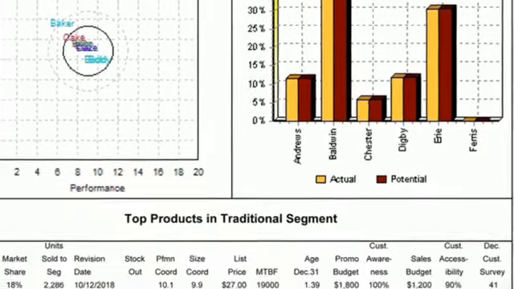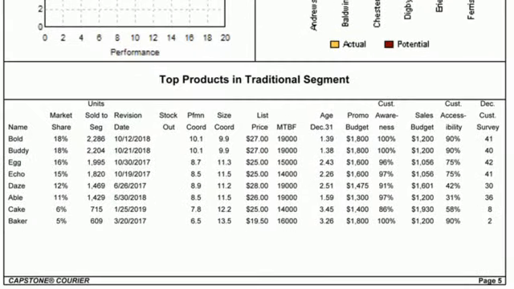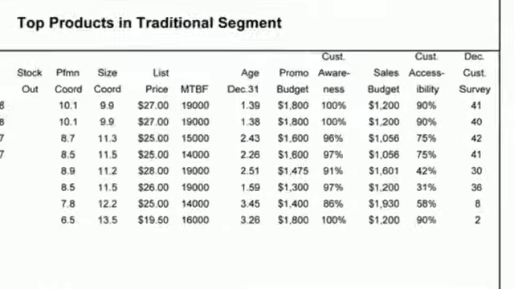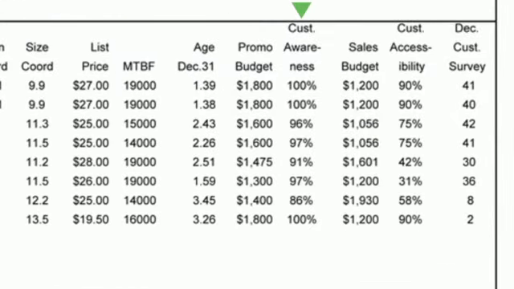The top products in segment area repeats some of the information from the production analysis. It also shows the marketing budgets and a percentage called awareness. Now, a product's awareness reflects the number of customers who know about the product. The accessibility percentage is found again in this section. Promo budgets affect awareness, sales budgets affect accessibility.